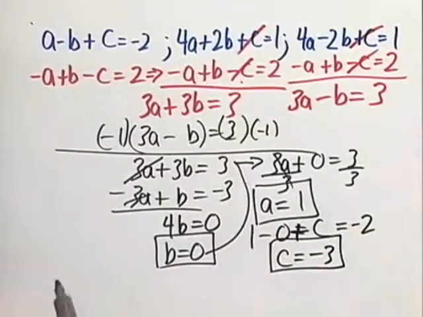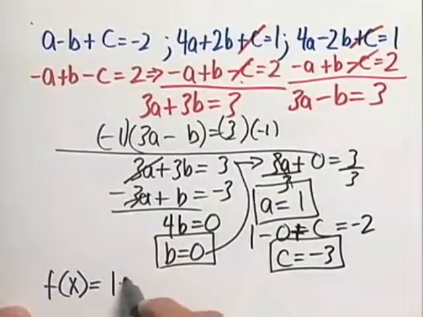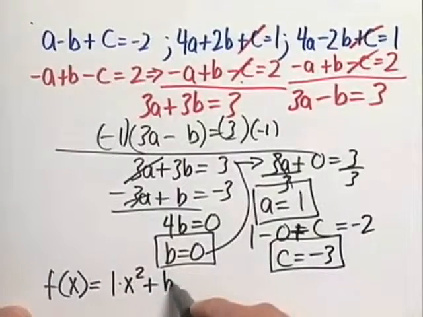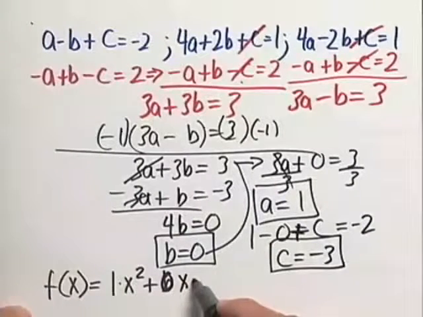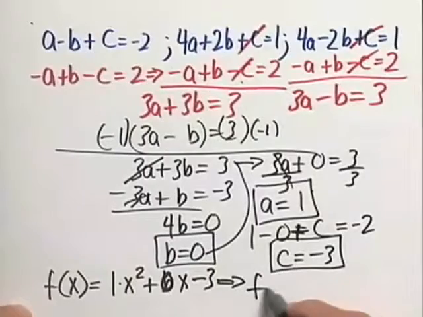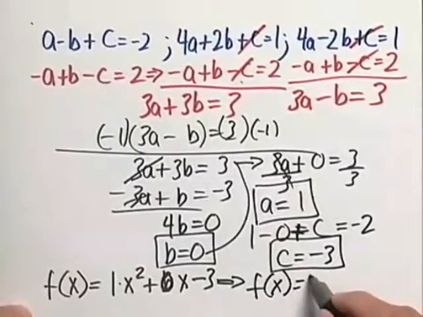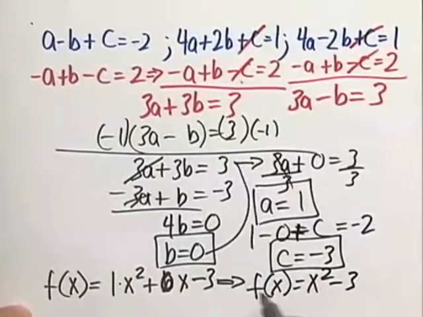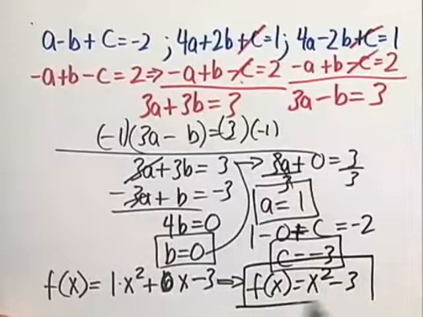Let's put that back into our standard form for a quadratic function. f of x is equal to a, which is 1, times x squared, plus b, which is 0, times x, minus 3. Let's clean this up and write it as f of x is equal to x squared minus 3. So this is the parabola, the quadratic function. It goes through the points (-1, -2), (2, 1), and (-2, 1).